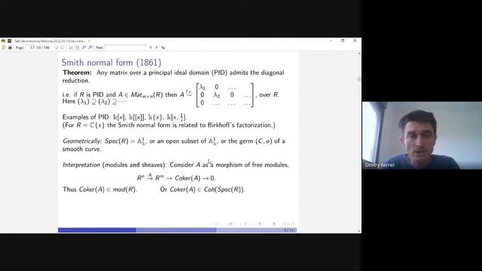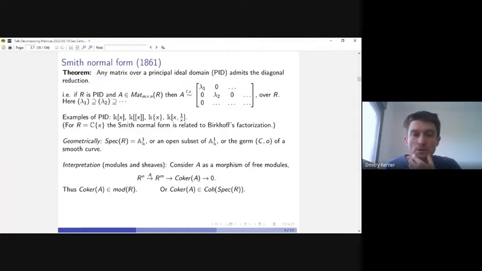Now let me give an interpretation in terms of modules and sheaves. So consider A as a morphism of free modules. We have here the free module, the direct sum of R with itself n times, and here R to the m, and A is a morphism. Yes, just as in linear algebra. And then we get the co-kernel, which is the coker of A. This is its definition. And this is a module over R. Yes, any finitely generated module can be presented in this way.